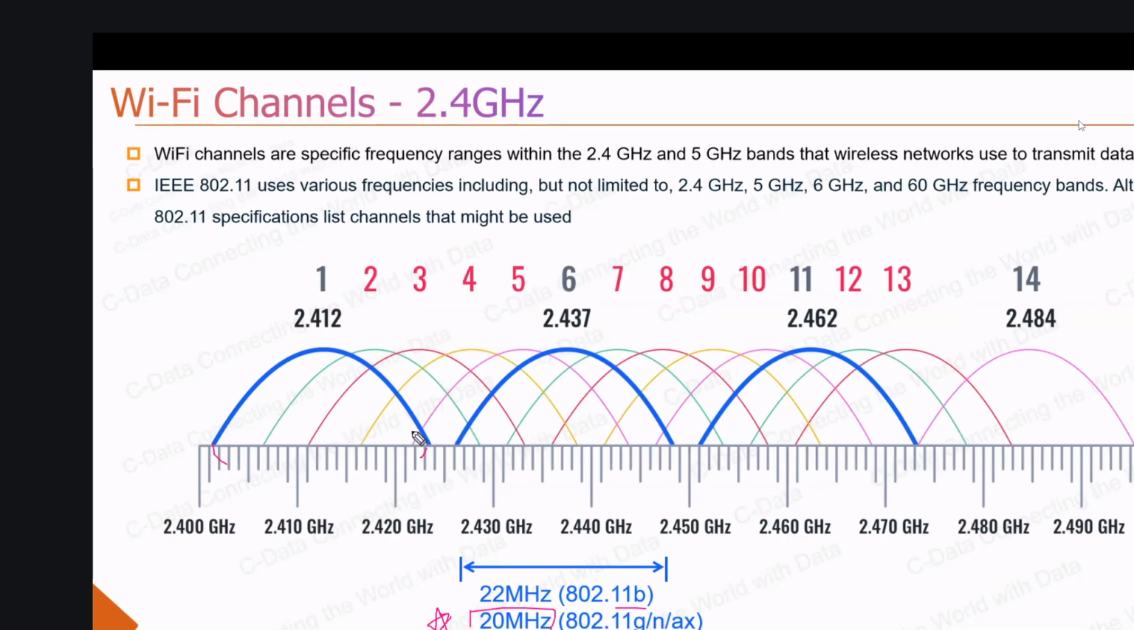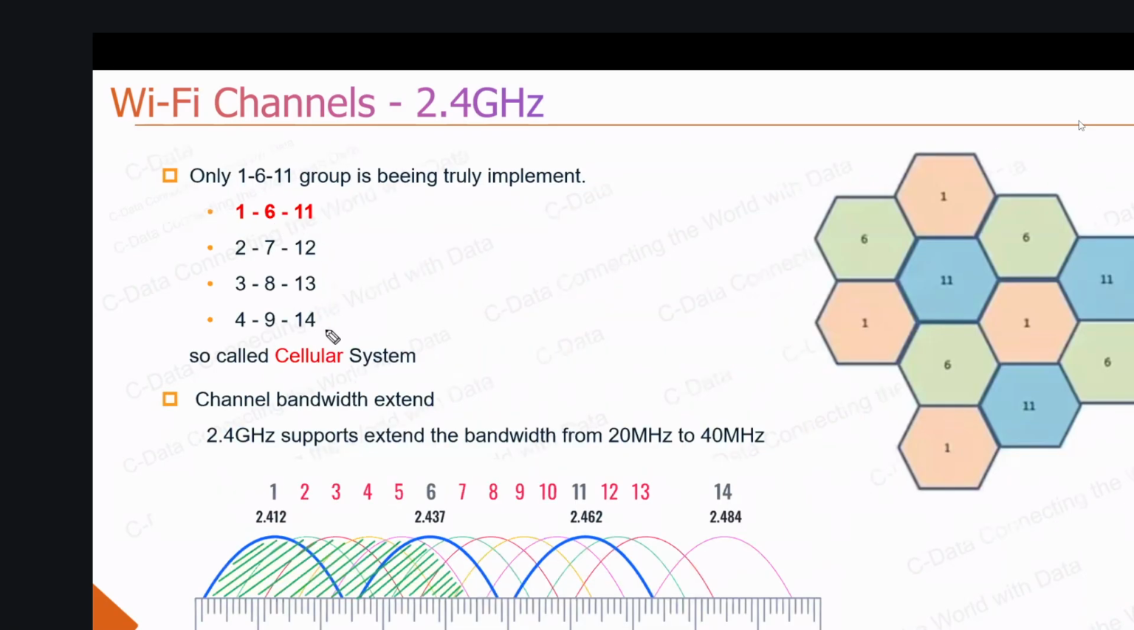So they will not affect each other, right? Here we have some groups. Channel 1, 6, 11 will not affect each other. Channel 1 will affect channels 2 to 5, right? So remember this group, okay? Remember this group, this one. So we have 4 groups. They will not affect each other.